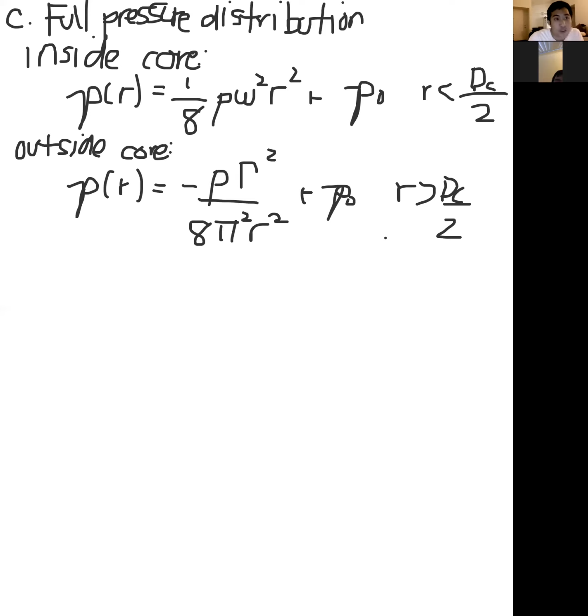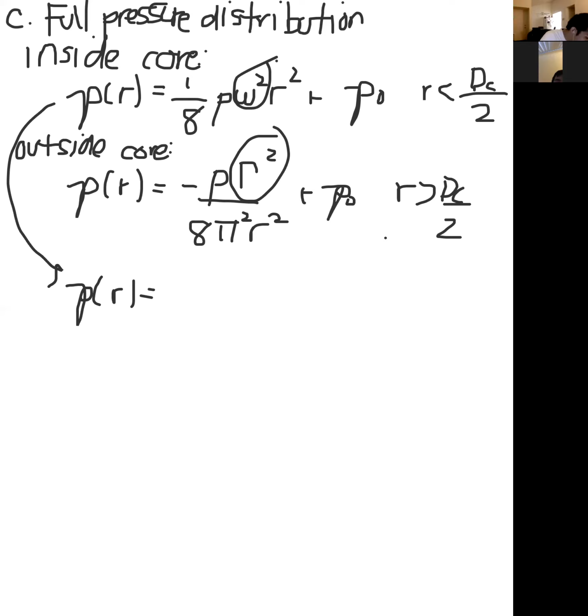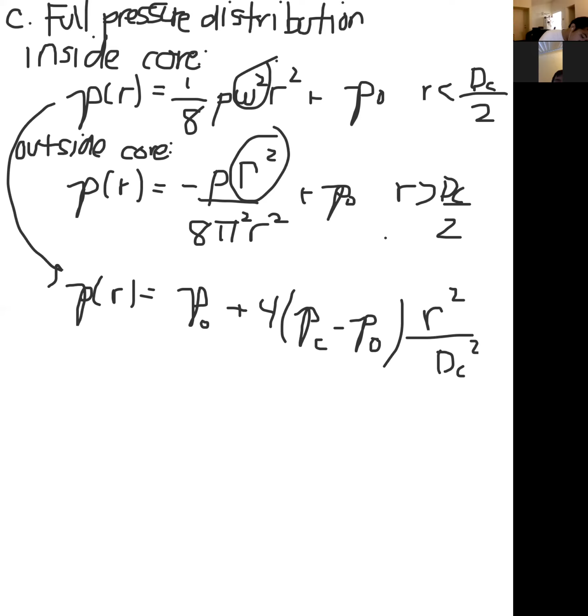So in part A we solved for the vorticity, omega. And then in part B, we solved for the circulation. So to solve for the pressure distributions, all we have to do is plug in. First, let's do inside the core. We plug in for omega squared and work out the math. Then what we get is P naught plus 4 times (P_C minus P naught) times little r squared all over D_C squared.